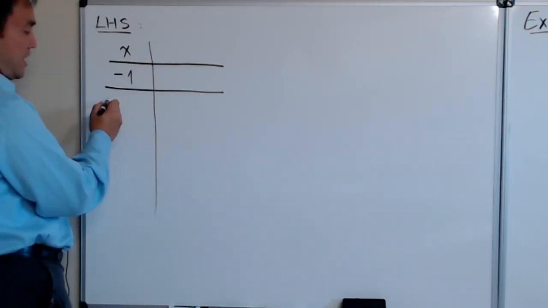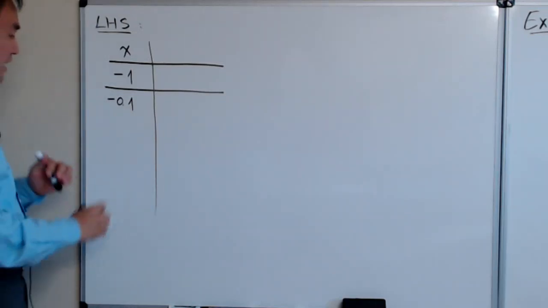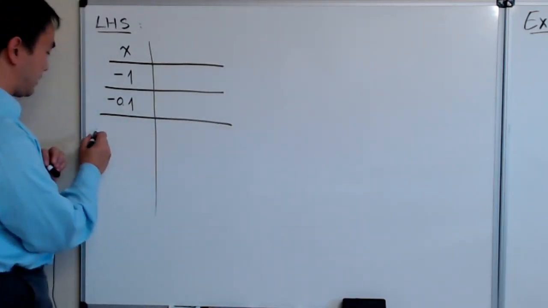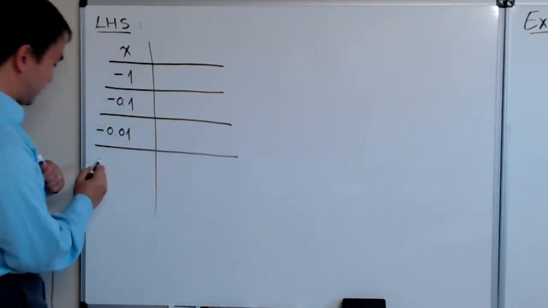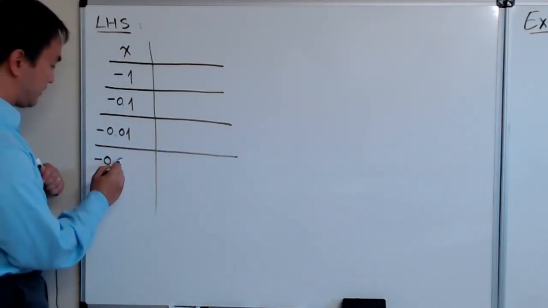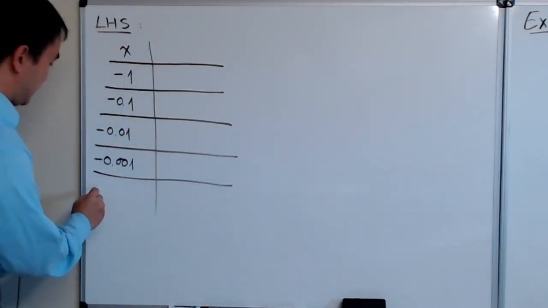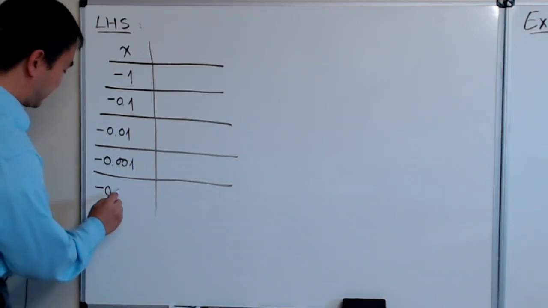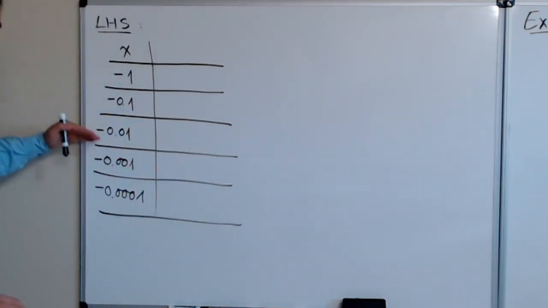How about -0.1? Getting even closer to 0, how about -0.01? And even closer to 0, how about -0.001? And even closer, -0.0001. All right, so about 5 value entries, which is simply good enough.